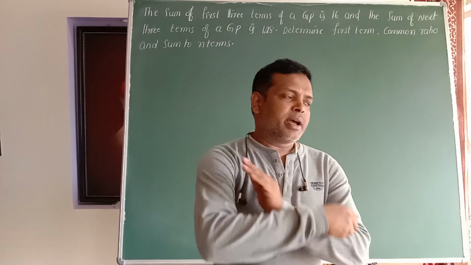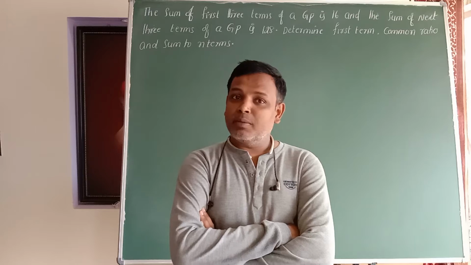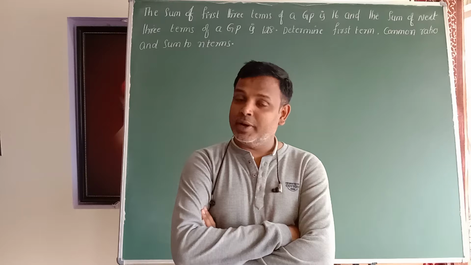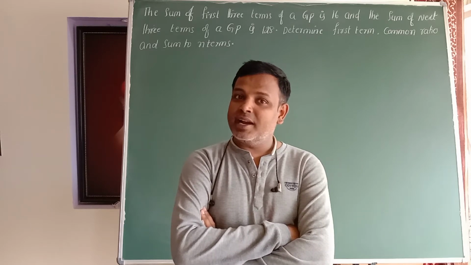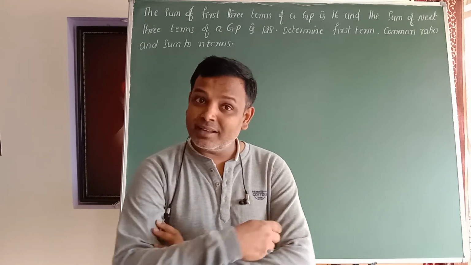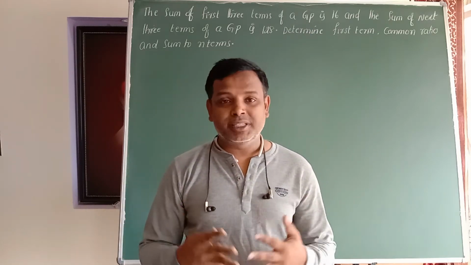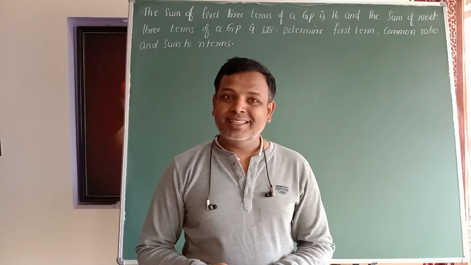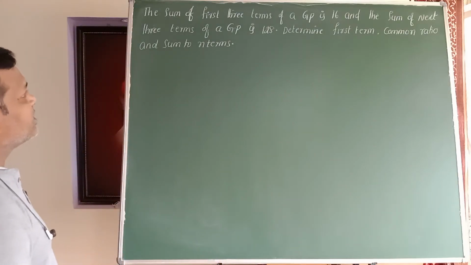Suppose they are given like this, as discussed in the previous problems. When the sum of three terms and the product of the same three terms are given, we consider the three terms as A by R, A and AR. But here they are given the sum of the first three terms and the sum of the next three terms. So totally we have 6 terms here: the first 3 terms and the next 3 terms. So first let us consider the sum of the first 3 terms of a GP.